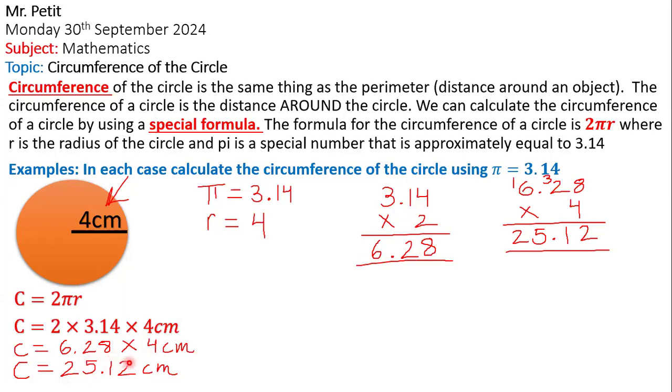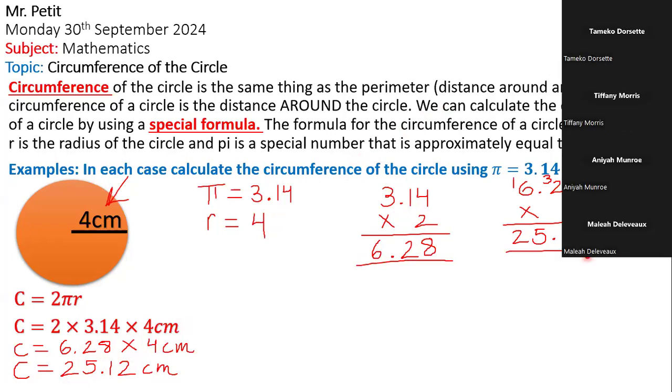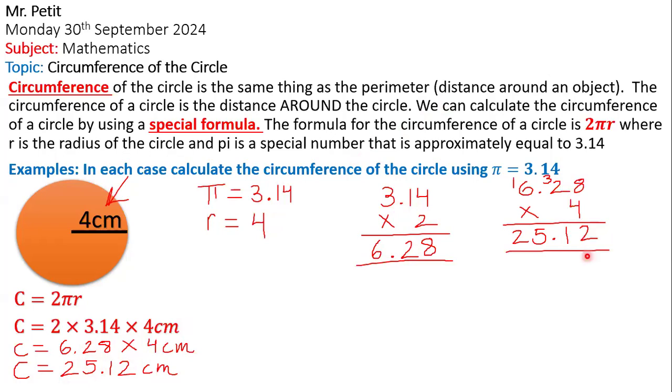25.12. And so that's how we get 25.12. All right. Let's do another example. Maybe with another example, you could be able to get it. All right. So let's do another example. Make sure I write this down in your book.